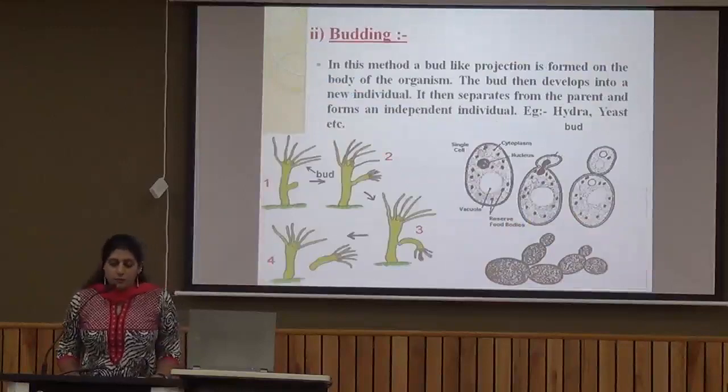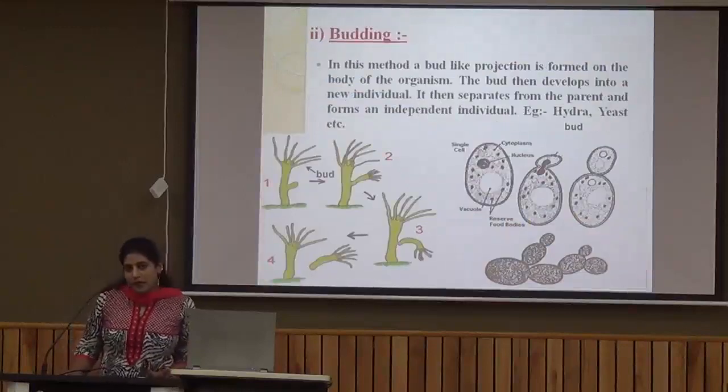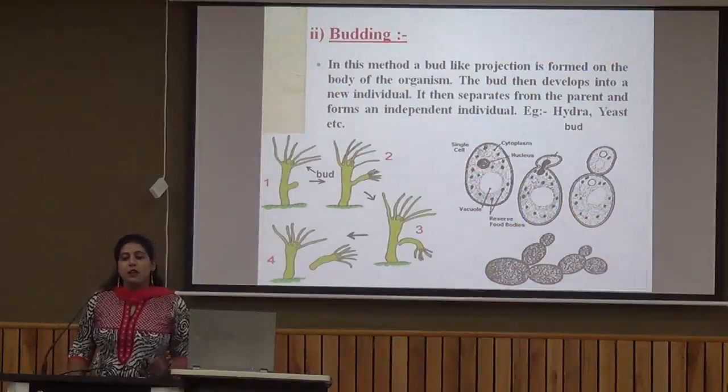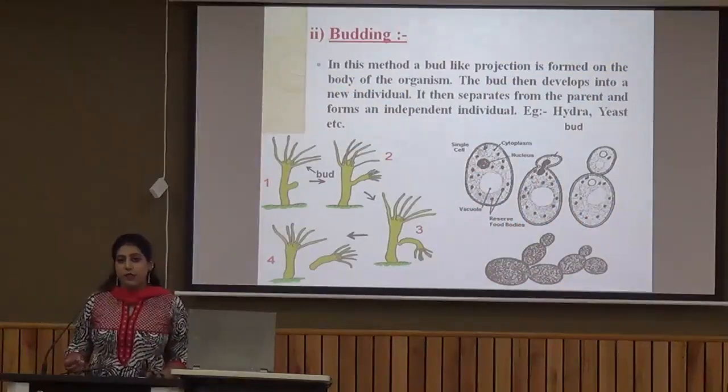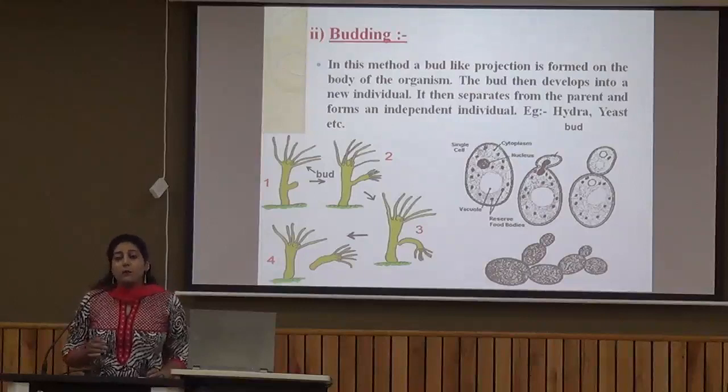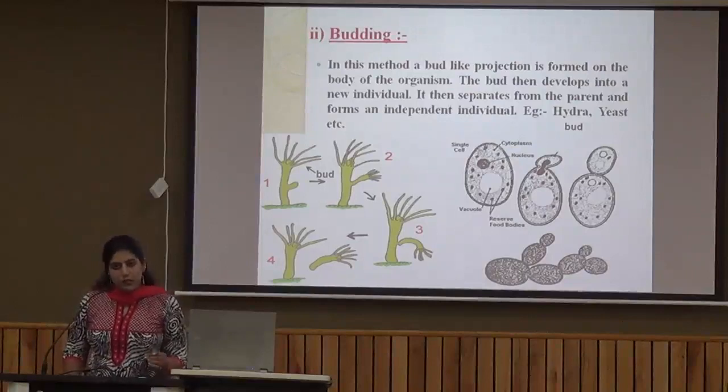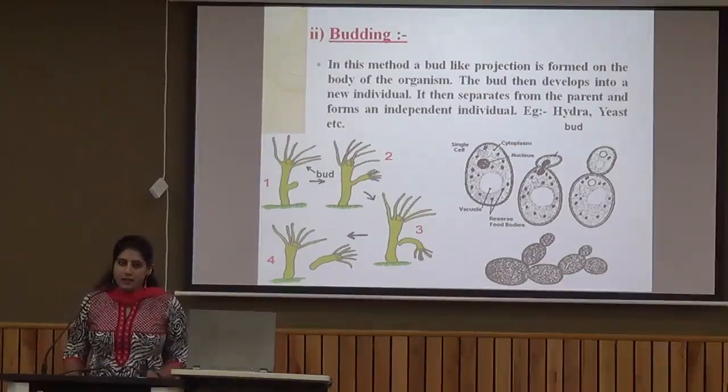Now the next topic is budding. In this method, the parent organism will remain intact, but it will give birth to the offspring without getting killed. How does it form? If you closely look at figure number 1, it is Hydra. It is an animal species. It belongs to the animal kingdom.